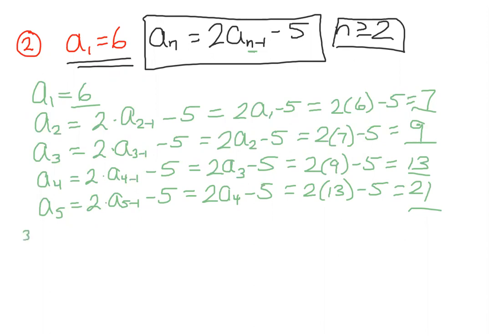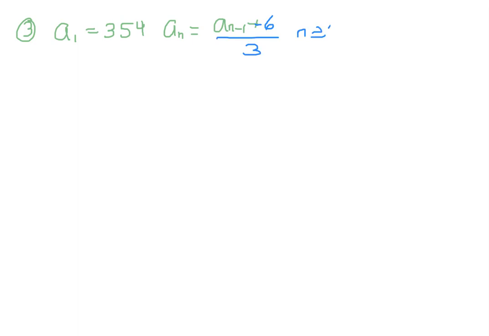See if I can put it here. Number 3 is, actually, it's a little more complicated. Number 3, we have a1 equals 354, and an equals an minus 1 plus 6 over 3 for n greater than or equal to 2. So let's find this. First 5 terms. a1 is 354.